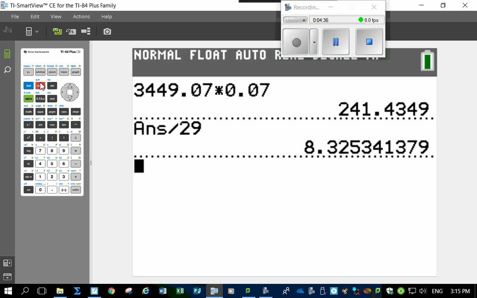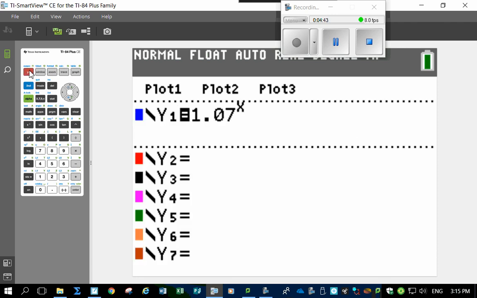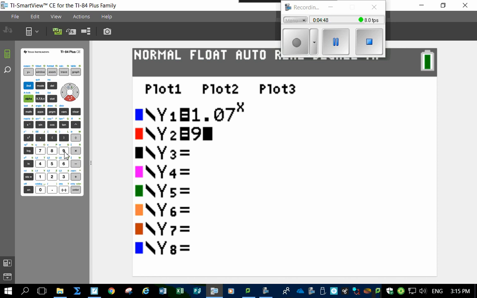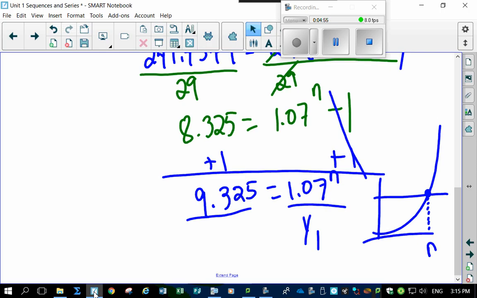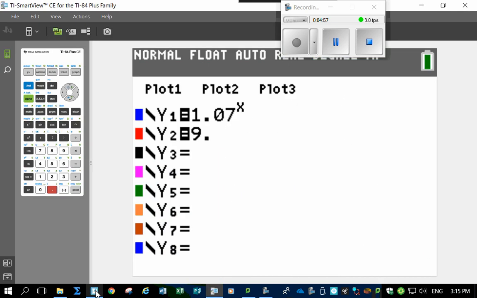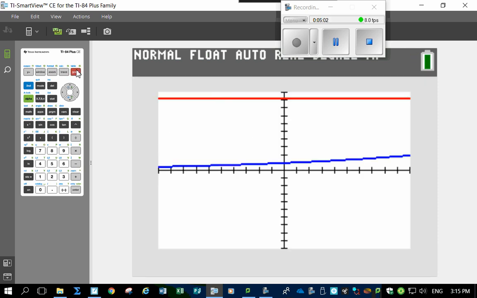That was 8.325 plus the 1, which is 9.325. Boy, I'm just getting clumsy here. 9.325, okay? Let's hit graph. Let's see what we get. Oh, well, we certainly aren't going to see that. We're definitely going to have to expand this way out here. Lots and lots and lots.